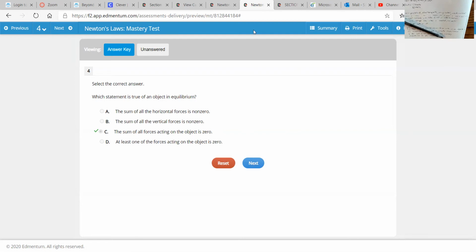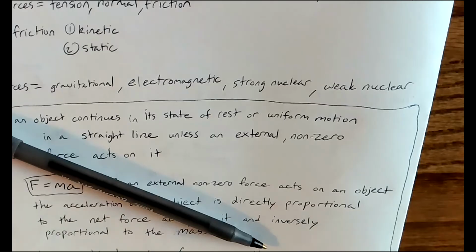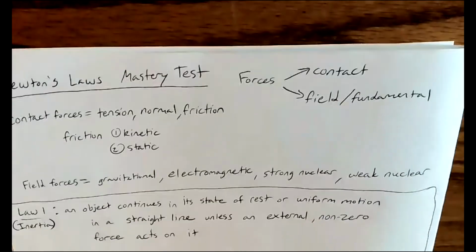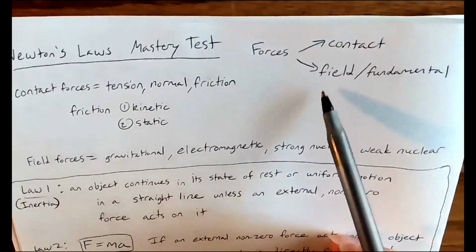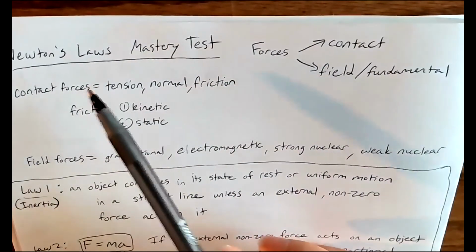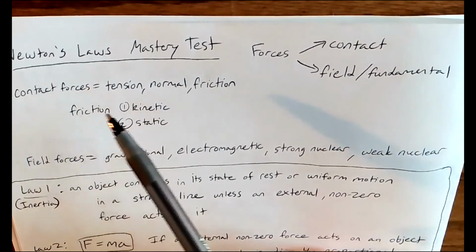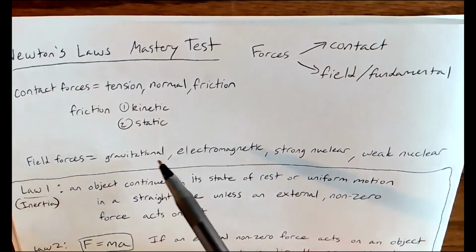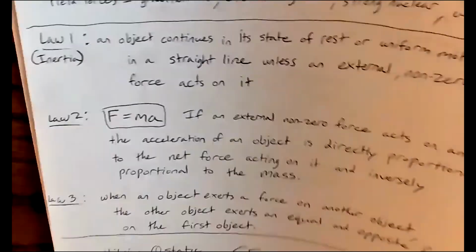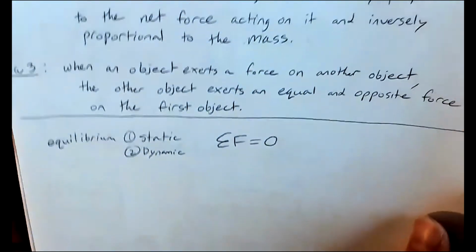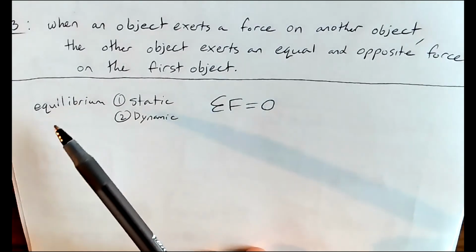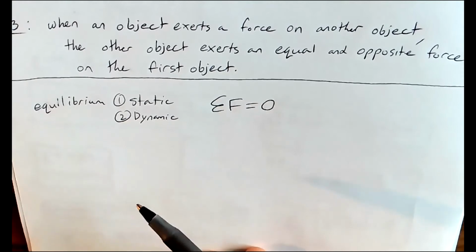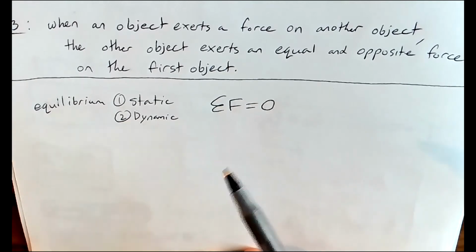So here, let me show you my notes. All right, so here's Newton's laws mastery test. Talked about forces. They can be contact or field. Here are some examples of contact forces, some examples of field forces. And then we have our laws that we'll get into in the next few questions. And then we have equilibrium. Equilibrium means that the sum of all the forces acting on an object equals 0.